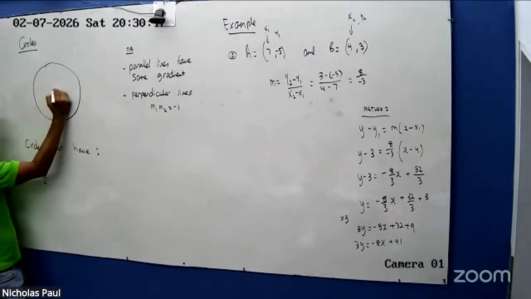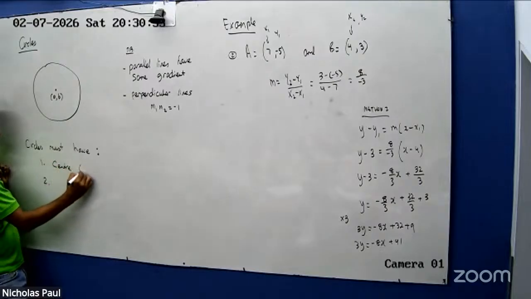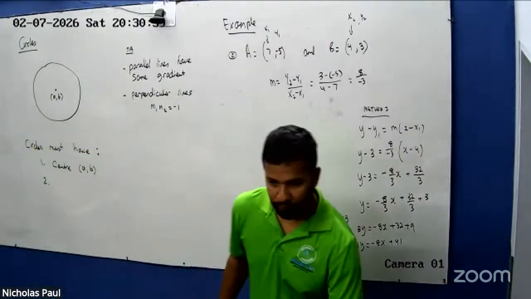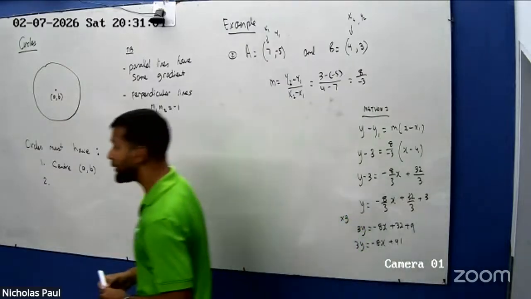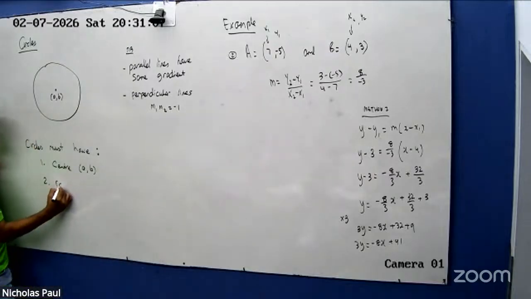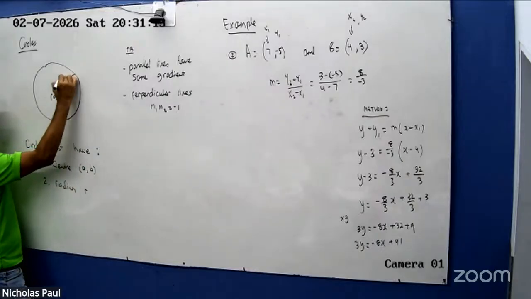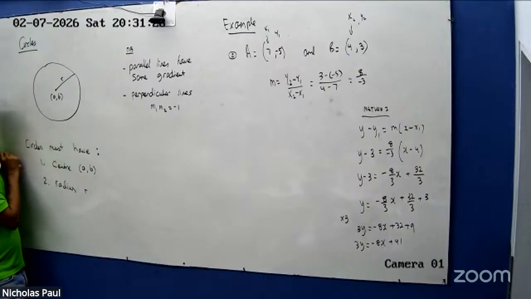Center, it must have a center. Let's say the center is A, B. So it must have a center. What else must it have? A circumference. But how can you get a circumference? By having a radius, right? So you must have a center and a radius. Once you have those two things, you have a circle, right? And I want to show you now how we can get an equation from this.